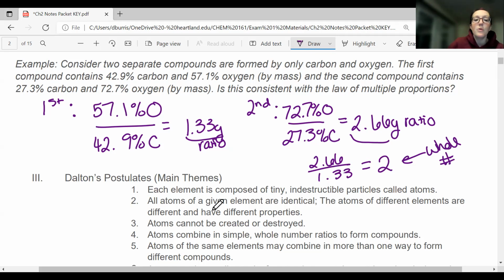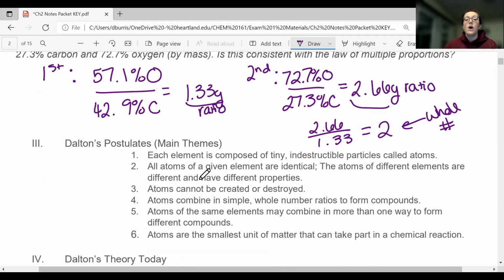Okay, now moving on to what the atom looks like. Okay, so Dalton is like the, not the god, he is the head of everything that came up with having to do with the atom. We use his research and his postulates or main themes for most of what we know about the atom, and then we kind of added on. Okay, so Dalton's theories are these six statements. Each element is composed of tiny indestructible particles called atoms.